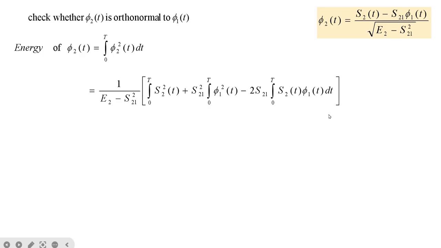We have taken this outside, and in the bracket we will apply the (a minus b) whole square formula. So we'll get s2 square of t, plus the second term, which is s21 square into phi 1 square of t. We'll take s21 square out of the integration, and in the integration phi 1 square of t remains, minus 2 into s21, and in the bracket remains s2 of t phi 1 of t dt. This is nothing but 2ab, where a is s2 of t and b is s21 into phi 1 of t.